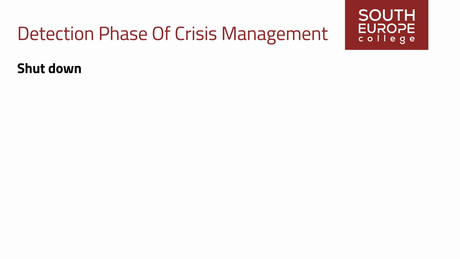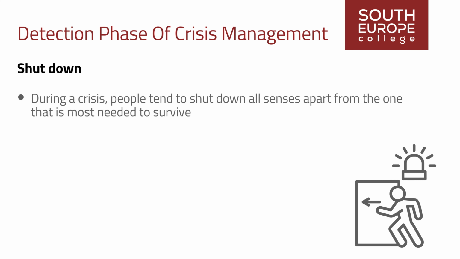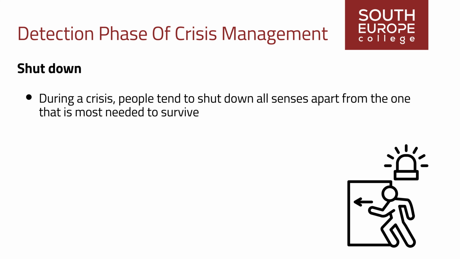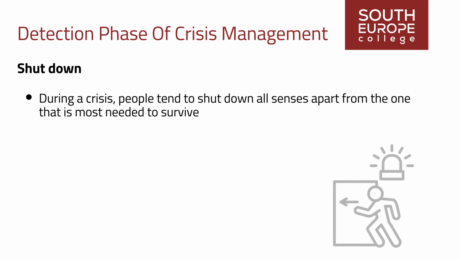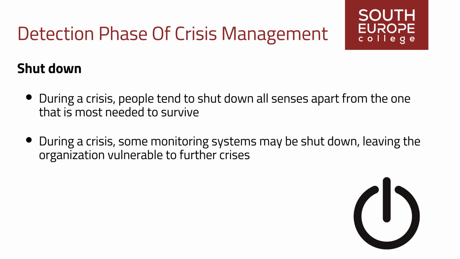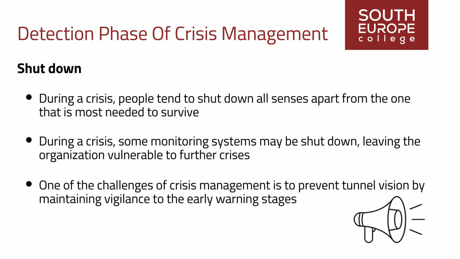Shut down. During a crisis, people tend to shut down all senses apart from the one that is most needed to survive under the circumstances. During a crisis, some monitoring systems may be shut down, leaving the organization vulnerable to further crises. This means that problems can arise because of crises elsewhere in an organization, and one of the challenges of crisis management is to prevent tunnel vision by maintaining vigilance in the early warning stages.